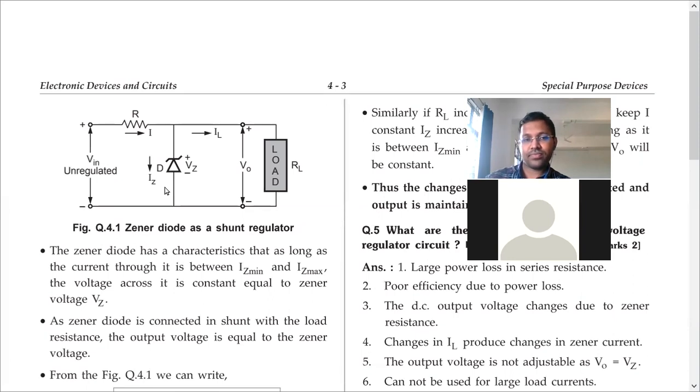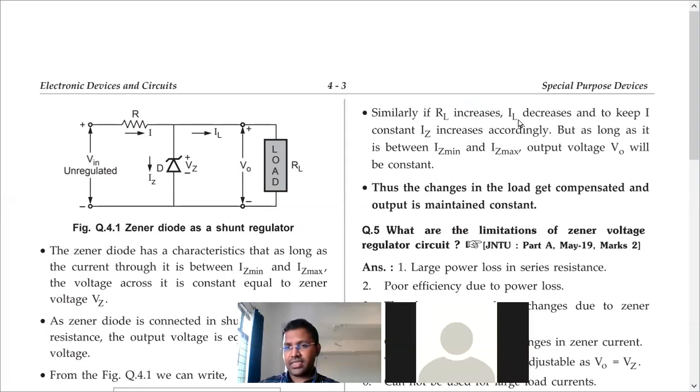Okay, I will answer. When RL increases, because output voltage is constant, current has to reduce, isn't it? Ohm's law. So when RL increases, IL reduces, right? I is constant. So when IL reduces, IZ has to increase, and the constant output voltage is maintained. But the condition is again IZ should be in between IZ min and IZ max.